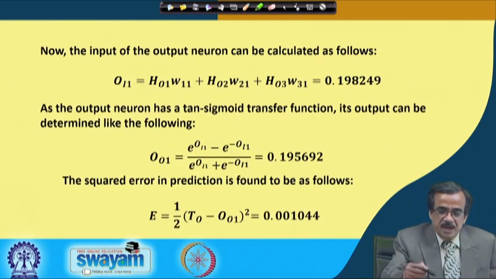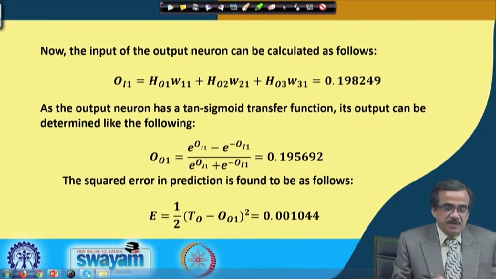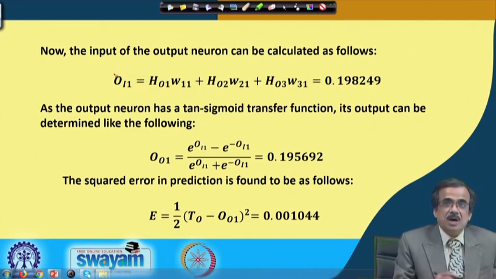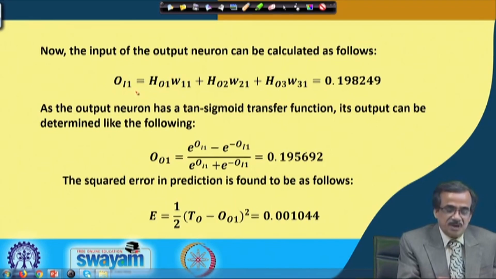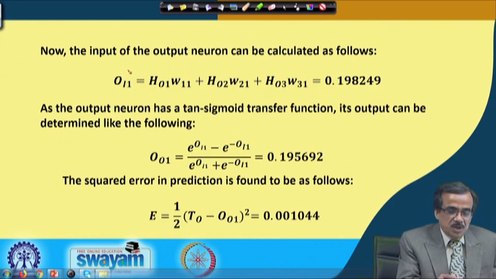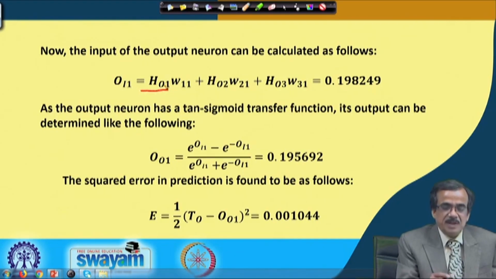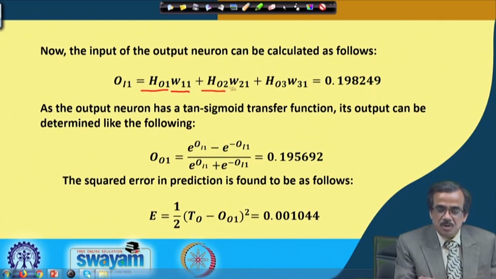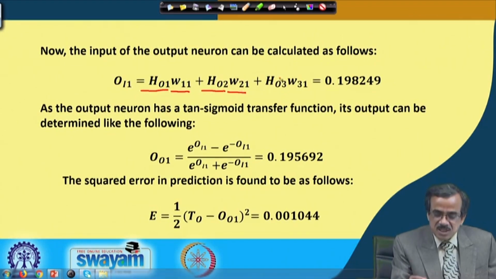And once you have got this output, we can find out the input of the neuron lying on the output layer. So, OI1 is the input of the first neuron, but on the output layer we have only one neuron. So, OI1 is nothing but the output of the first neuron lying on the hidden layer multiplied by W11 plus HO2 multiplied by W21 plus HO3 multiplied by W31, and if you insert the numerical values and calculate.